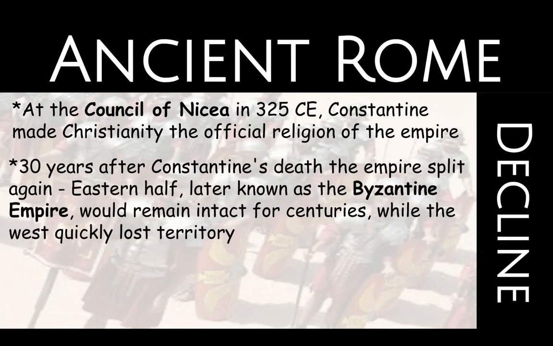Okay, so even though Constantine attempted to reunite the former Roman Empire, it split up after his death 30 years later. So the eastern half will become known as the Byzantine Empire, and it would remain intact for hundreds of years, while the western part of the Roman Empire will completely collapse.